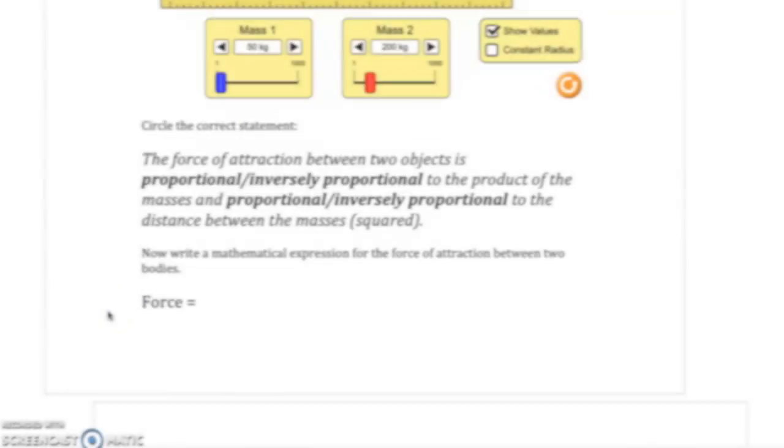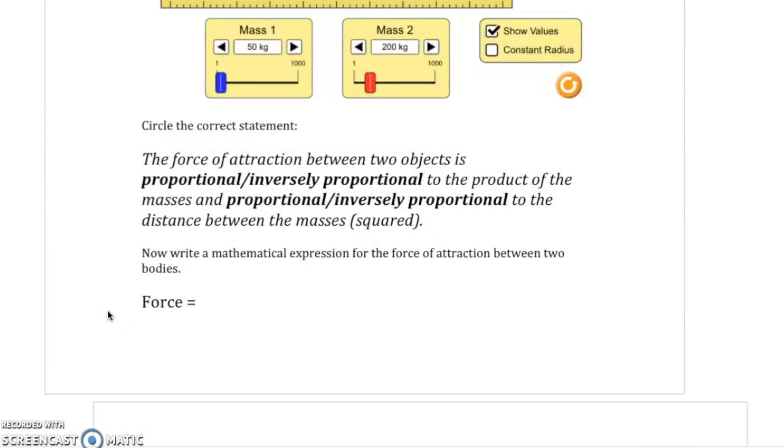We saw from our sim that the size of the force of attraction is proportional to the product of the two masses. That is, the two masses are multiplied together. We also saw that increasing the separation of the two masses reduces the force of attraction. Therefore, they are inversely related.